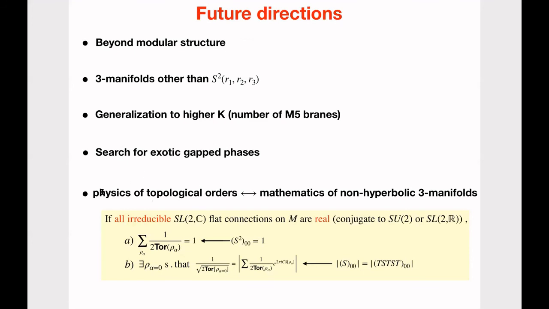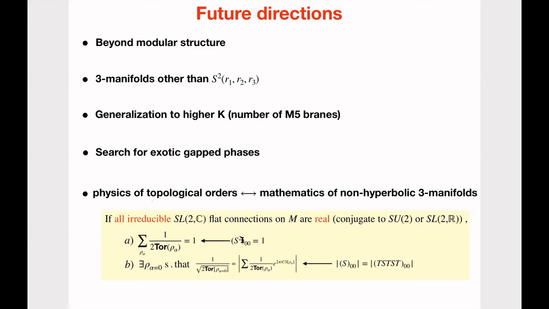Another thing is that using this three-manifold and topological phase correspondence, we can relate the physics of topological orders to the mathematics of non-hyperbolic three-manifolds. For example, some universal property of topological phases can be translated to a mathematical theorem on three-manifolds. So we can give very concrete conjectures. If all irreducible SL2C flat connections are real, meaning the corresponding theory is topological, then we can claim that this three-manifold satisfies this condition: the summation of one over torsion should always be one.